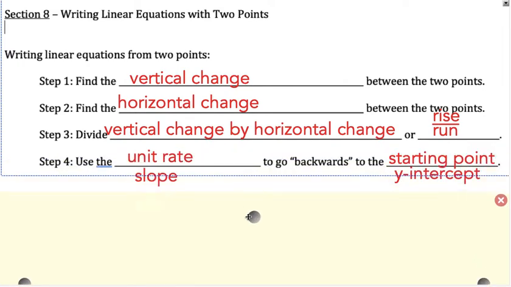Once you have the unit rate and slope, you're going to use it to go backwards to find your starting point or your y-intercept. So to remember, to write an equation, you need a unit rate and a starting point. So 2 steps. Let's go through a couple examples.